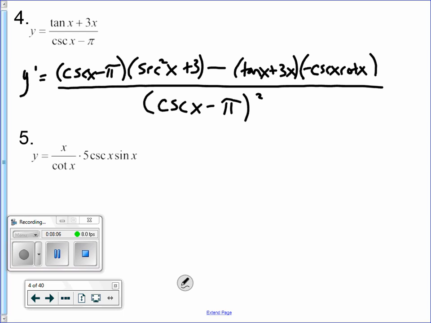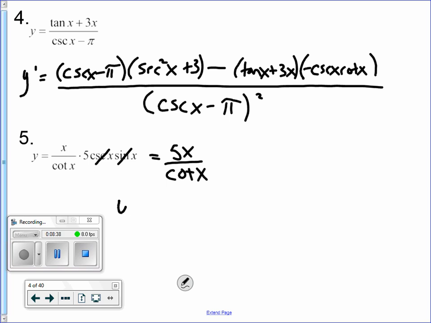And you can simplify here because cosecant x is the reciprocal of sine x. It's 1 over sine x. So when you multiply them, they multiply to 1. So really, y is just equal to 5x over cotan x. Now I'm going to do the problem like this with the quotient rule, but you could have also rewritten it as 5x times tan x, and used the product rule. But I'll use the quotient rule.